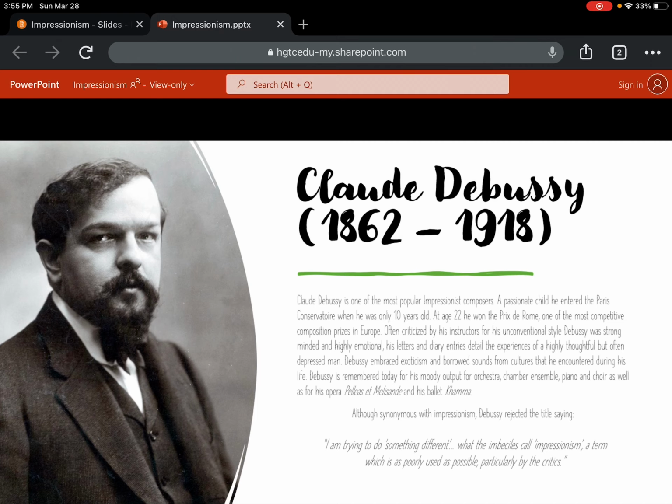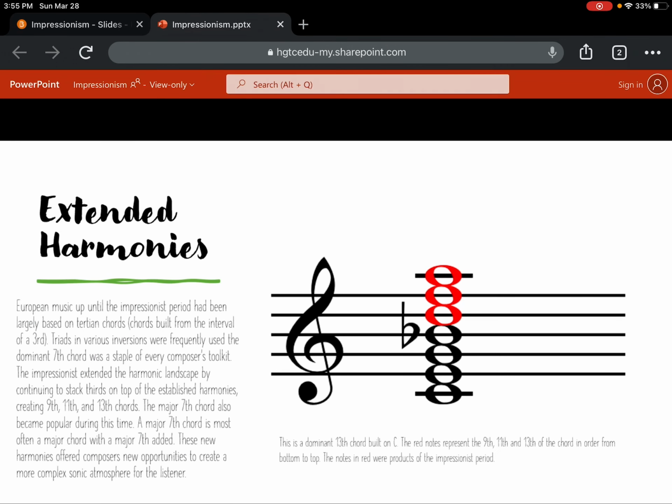It's funny, though, because Debussy during his time rejected the term Impressionist whenever he was called it. He claimed that he was simply trying to do something different, and that he thought that the critics were fools or imbeciles, is what he said, for calling him an Impressionist. He thought that they were missing the point.